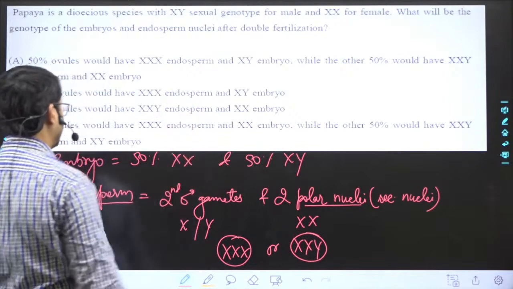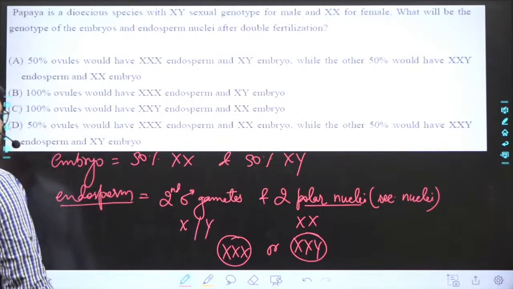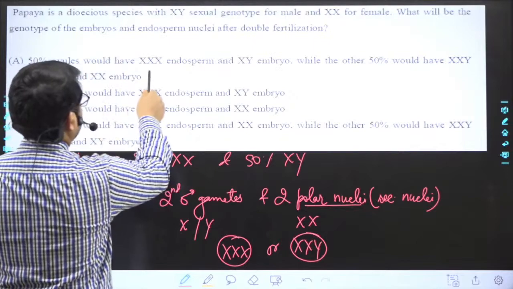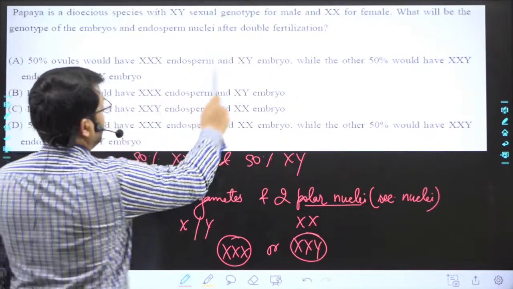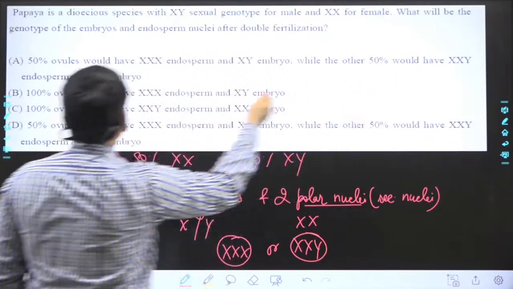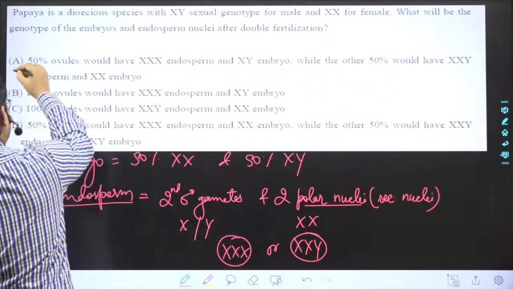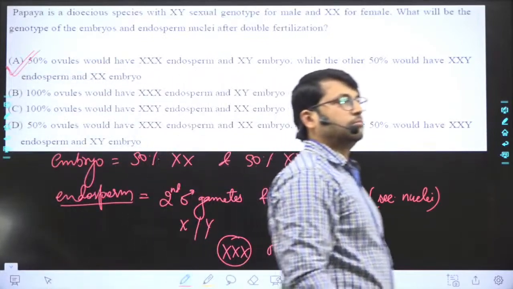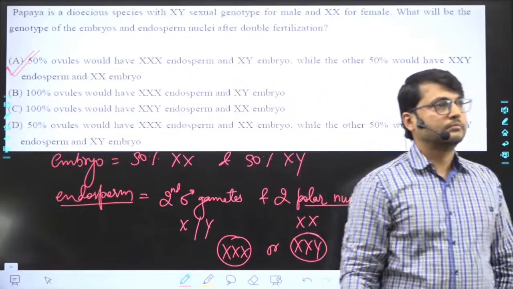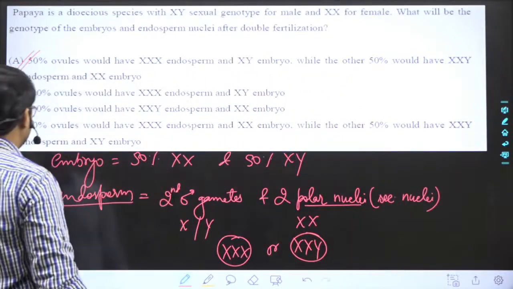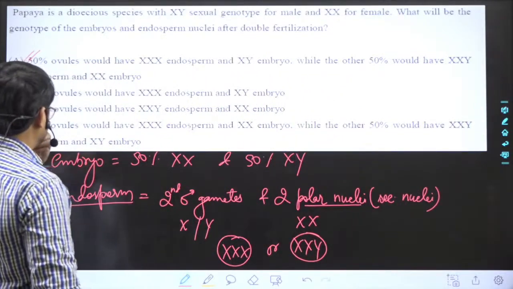Now look at the options. 50% ovules would have XXX endosperm and XY embryo, while the other 50% would have XXY endosperm and XX embryo. So the correct option is option A. You guys are revising it. Please pay close attention to it, right?